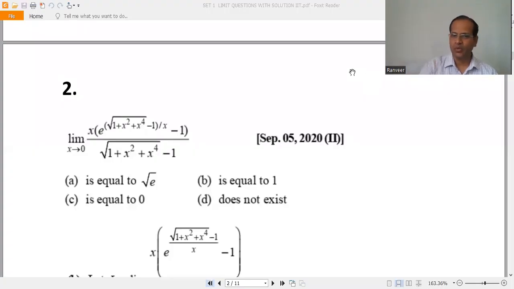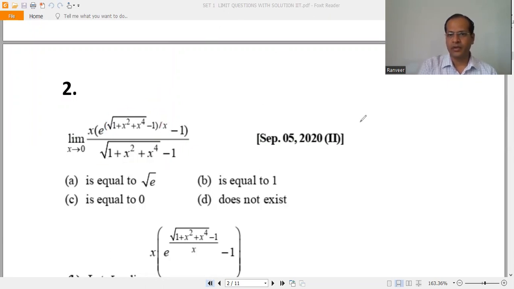Now question number 2. This question was asked in 2020. Now just see: x, e to the power root under 1 plus x square, plus x to the power 4, minus 1, divided by x minus 1. And this is the value.